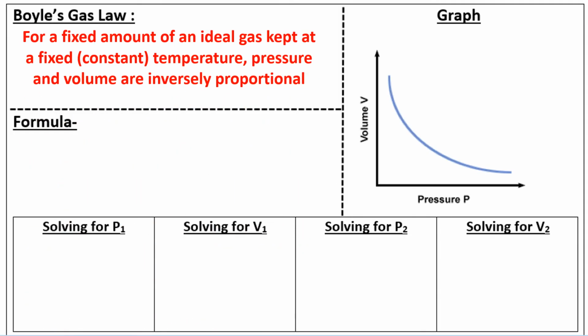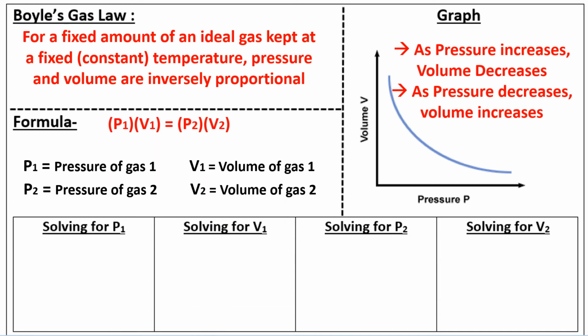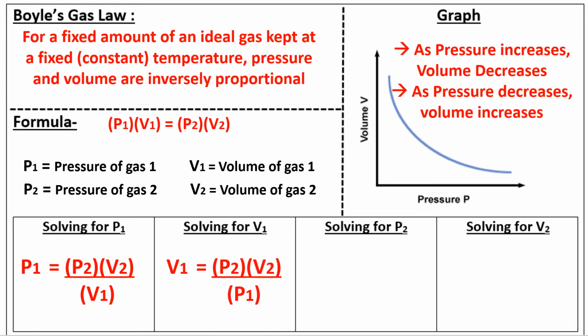Boyle's law, a fixed amount of an ideal gas kept at a fixed temperature. The pressure and volume are inversely proportional. Remember, that means as one goes up, the other goes down. There's the formula again. Pressure 1 times volume 1 equals pressure 2 times volume 2. So again, that is a review for Boyle's law.